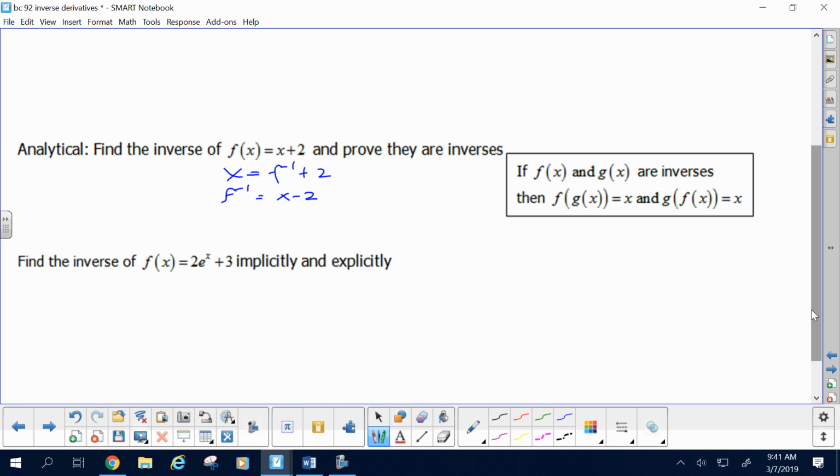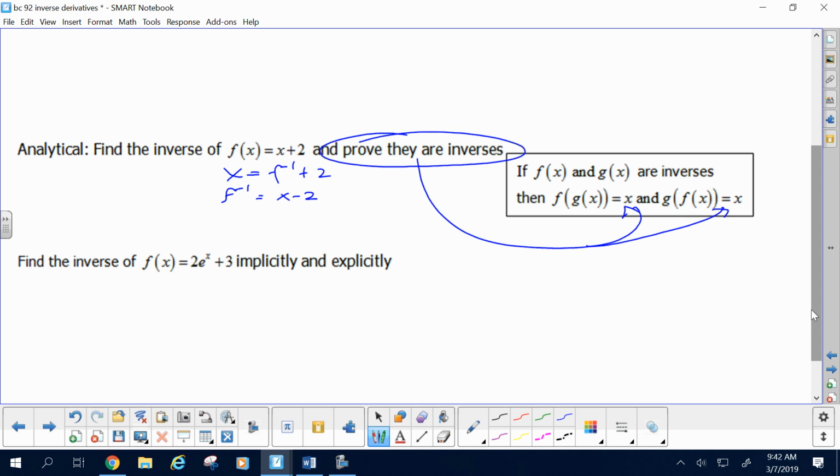Now it says prove their inverses. To prove their inverses, if two things are inverses, then they should undo each other. What's x plus 2 minus 2? X. What's x times 2 divided by 2? X. What's e to the x, then the log of that? X. Inverses should undo each other, and you're right back to where you started.